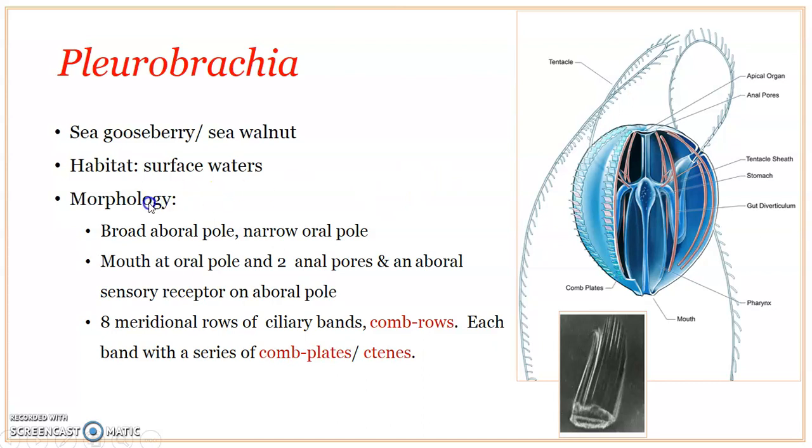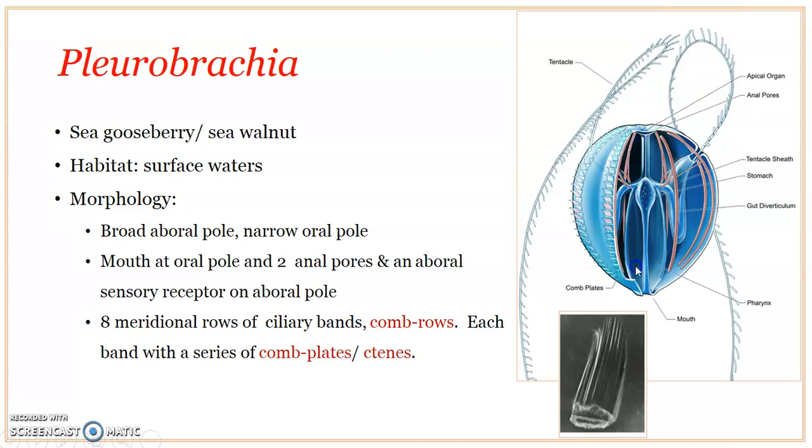Regarding the morphology, we have already seen the broad aboral pole and the narrower oral pole, and in the center of the oral pole you can find the mouth opening, while on the aboral side it is unique to have 2 anal pores with an apical organ, an aboral sensory receptor at the center. So the 2 anal pores over here, and the aboral sensory receptor, which functions similar to a statocyst, are found on the aboral side.